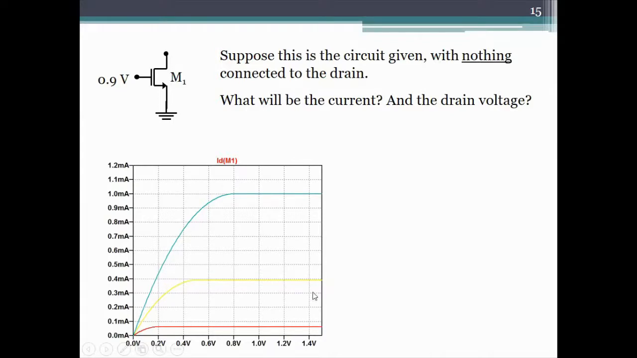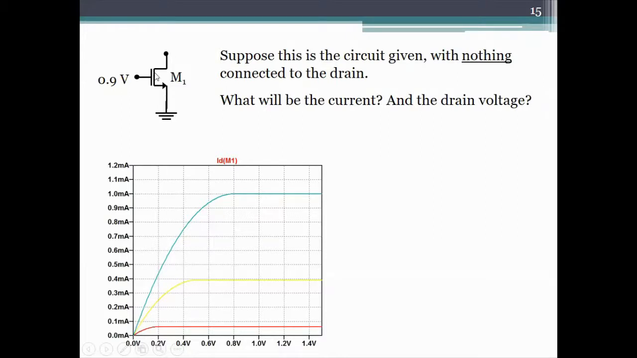One way of looking at it is to look at this ID-VD characteristic. Let us say some gate voltage. None of this is correct actually, but anyway, let us say this one is the characteristic for the given gate voltage of 0.9 volts. The operating point must lie on this characteristic, and we also know that the current is zero. So if the current is zero, we are at this point, and the drain voltage must also be zero. So we say the drain voltage is zero from this characteristic.